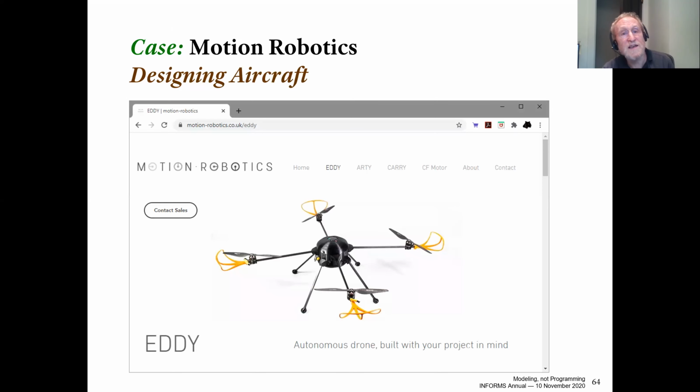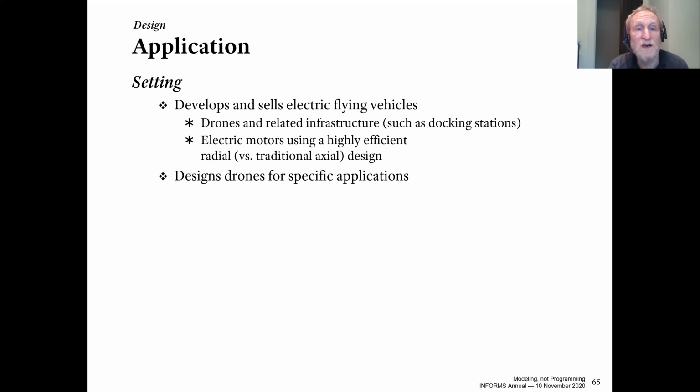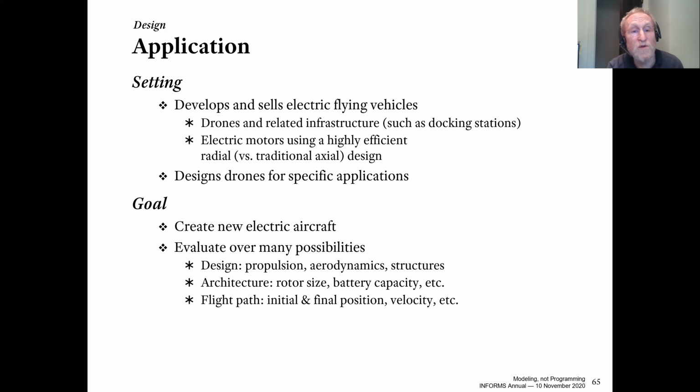So the next case is quite different. It's a design optimization case. Here we have a company that develops and sells electric flying vehicles, such as drones for various applications, possibly more ambitious vehicles. They want to create a new electronic aircraft, which they can evaluate over many possibilities. So basically, they want to look at the optimal design in many situations in order to decide what to do.